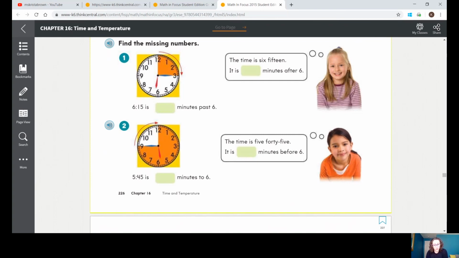Let's do number 2. Number 2 says 5:45 is blank minutes to 6. The time is 5:45. It is blank minutes before 6. So you'll see that time in white. See how many minutes is that? Count by fives. 15. 5:45 is 15 minutes to 6.